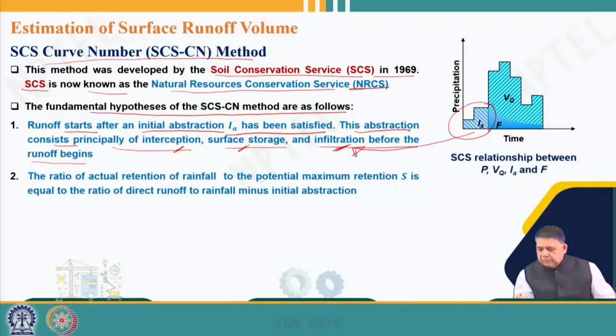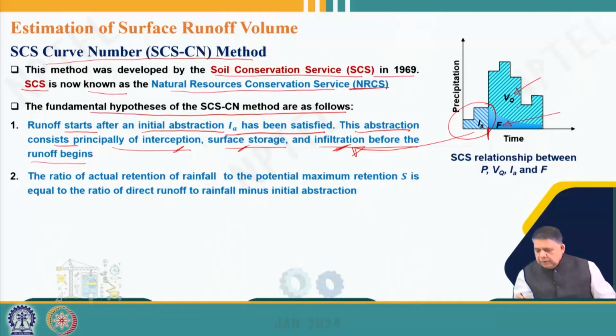And then we are seeing here that from this point onwards, when initial abstraction is satisfied, the bar chart is divided into two parts, one representing this F, which is infiltration after the runoff has started, and VQ, that is the runoff actually. So, once this initial abstraction is satisfied and the runoff process starts, of course there will be infiltration continuing. So, infiltration will be before the runoff started and after the commencement of runoff. Both times infiltration will continue, because as the precipitation comes in contact with the soil surface, the infiltration process begins. So, this is what basically it reflects.